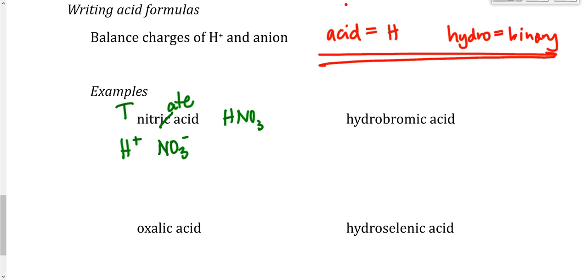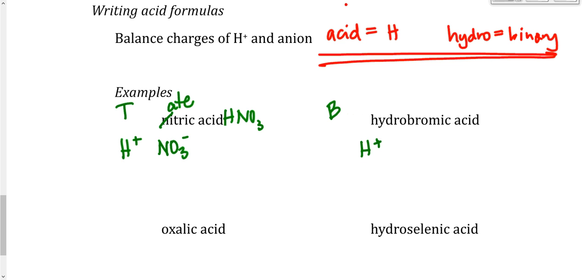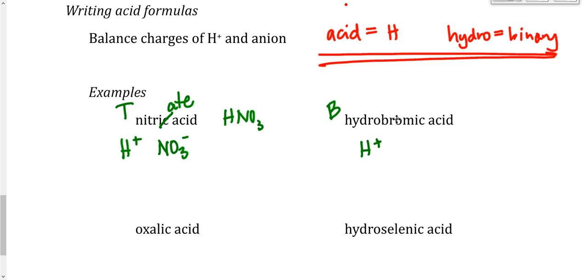Okay, hydrobromic acid. Okay, the acid tells me I have hydrogen. Okay, the hydro in the beginning tells me this is binary, which means I just have an element with my hydrogen, not a polyatomic ion. And it says brom. So brom would mean that I have just bromine. And I look on my periodic table and bromine is a -1 charge. So I have a +1 for hydrogen, a -1 for bromine. So my formula would be HBr.